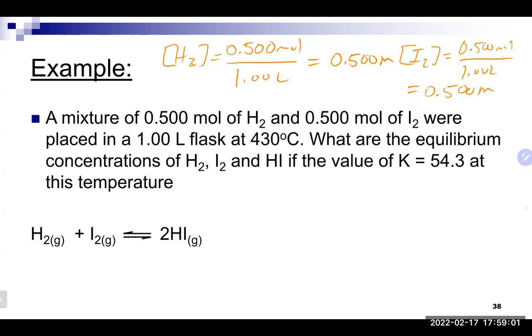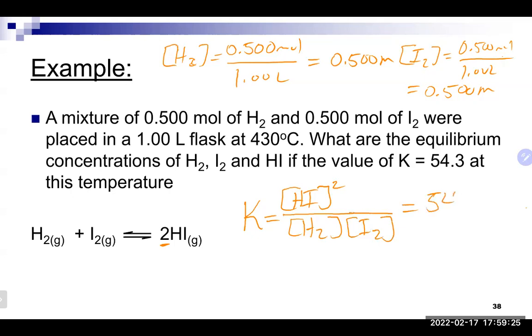We also might want to write our equilibrium expression here. So K would equal our products, which is HI. We need to square it because of the coefficient that is there. We then divide it by H2 and divide it by I2. And in this particular case, that's going to equal the nice number of 54.3. Any questions so far?